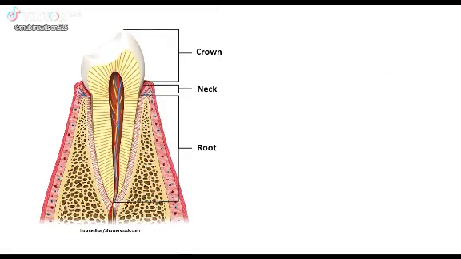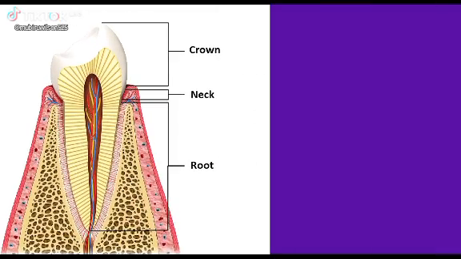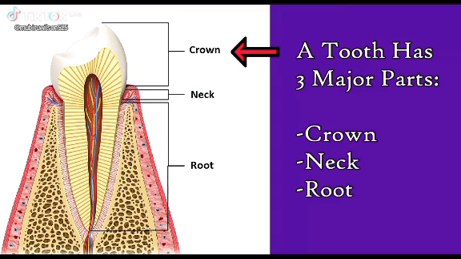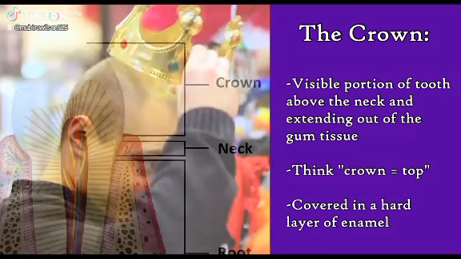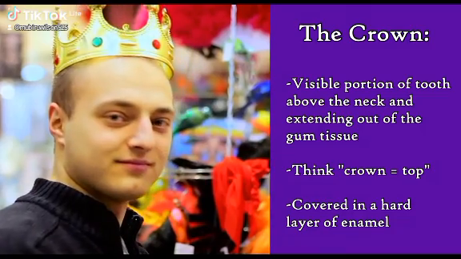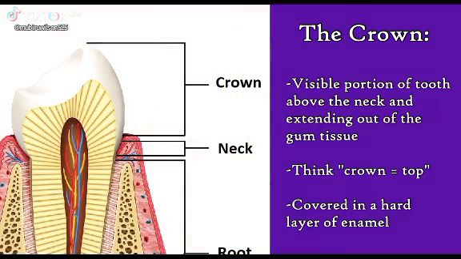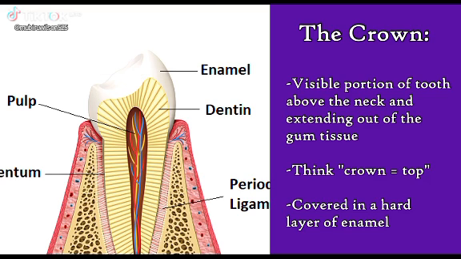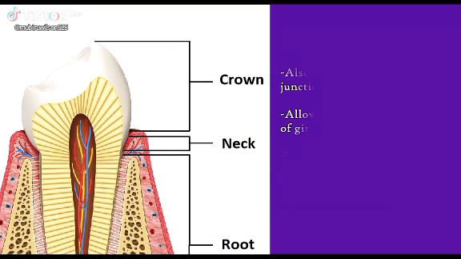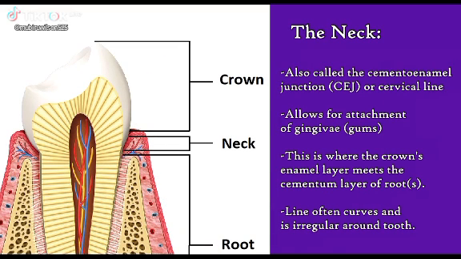Now, as you look at the anatomy of a tooth, you will see that it consists of three major parts: the crown, the neck, and the root. The crown is the visible portion of the tooth above the neck and extending out of the gums. Just as you have a crown on your head, you can think of the tooth's crown as the head or top of the tooth. It is covered in a hard protective layer called enamel, which covers the dentin and underlying pulp chamber and pulp.